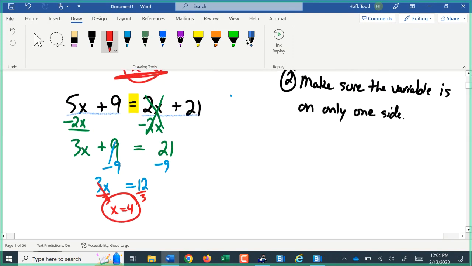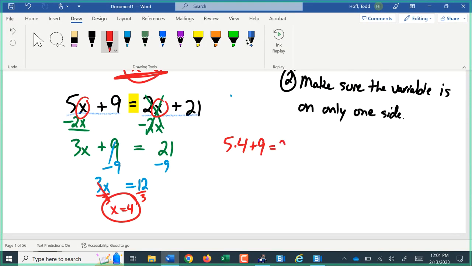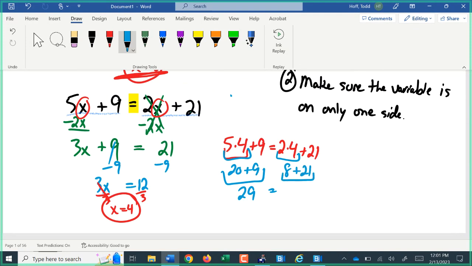Now again, if you got to this point and you wanted to double check, you could go back and put 4 in for x in the original equation. 5x becomes 5 times 4 plus 9 equals 2x will become 2 times 4 plus 21. 5 times 4 is 20 plus 9 is 29. 2 times 4 is 8 plus 21 is 29. So we get the same value on both sides of the equation, telling us that x equals 4 is a solution.